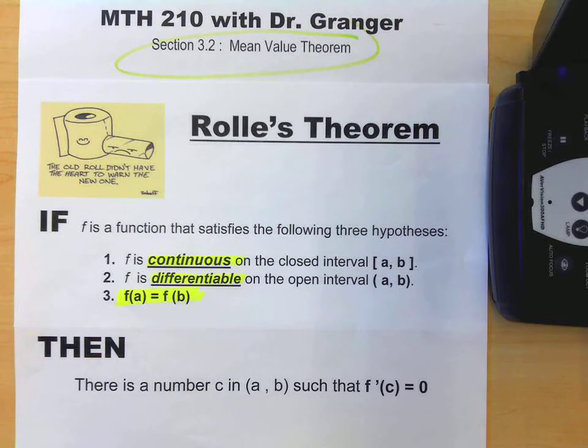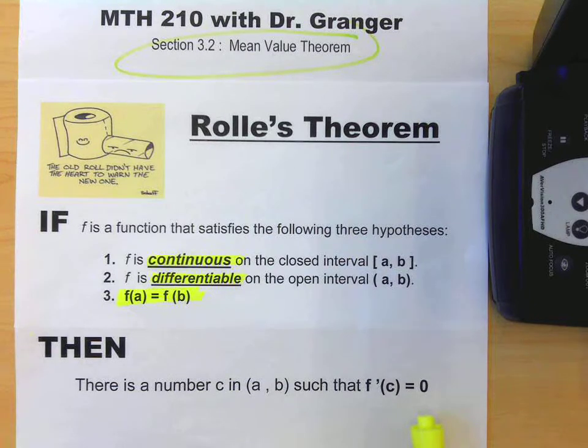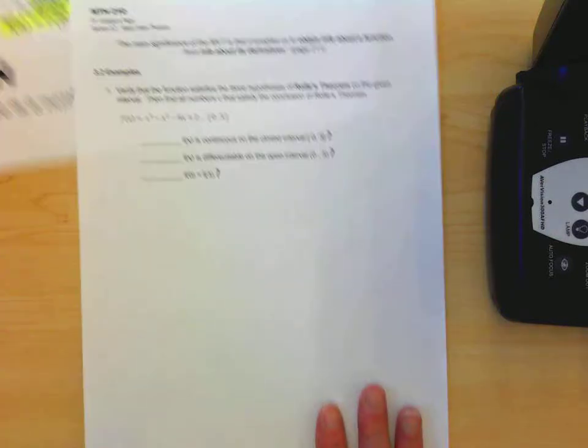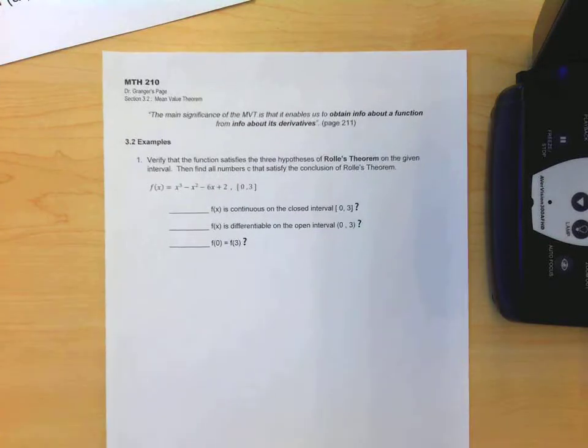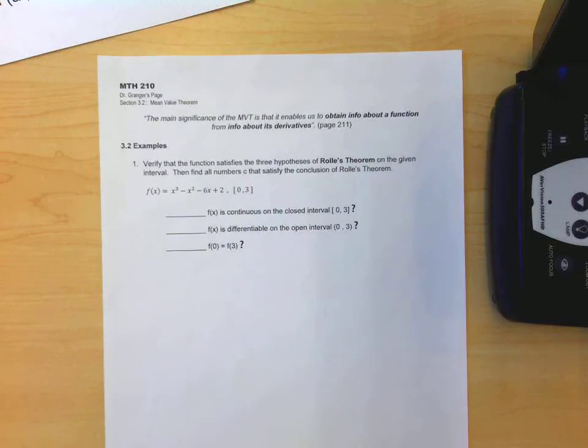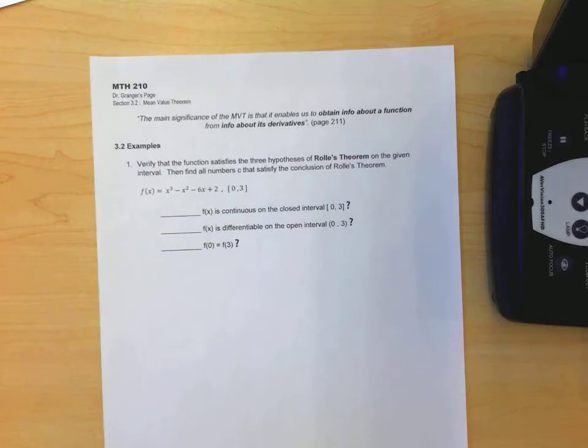We can know that there's a number c somewhere in between a and b such that the first derivative at c, f prime of c, is equal to 0. Let's look at an example of that. And if you'd like to follow along, you could print this page from Blackboard. This worksheet is available on Blackboard to use to follow along with.